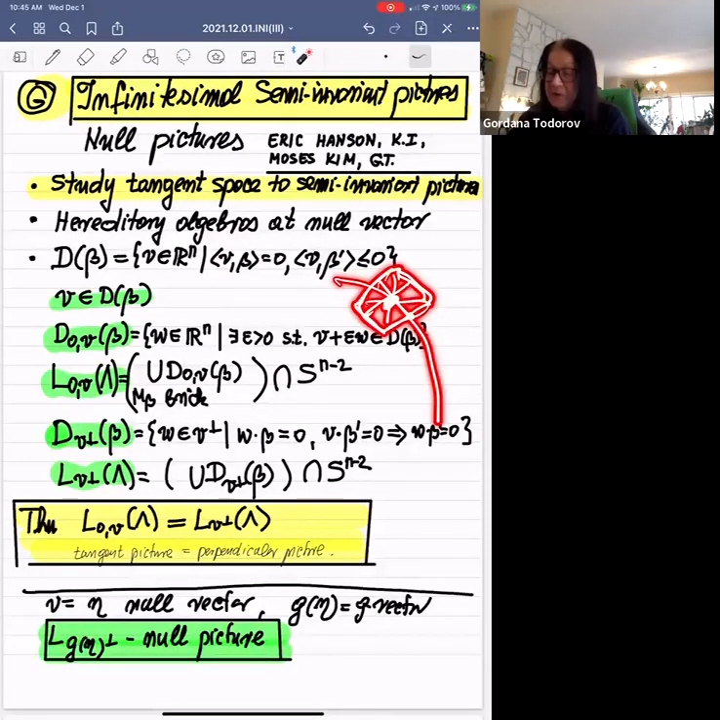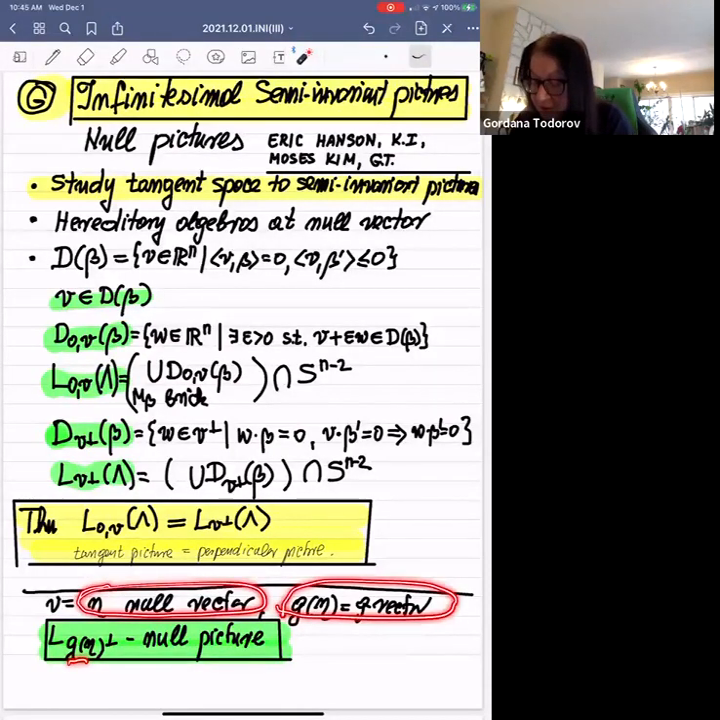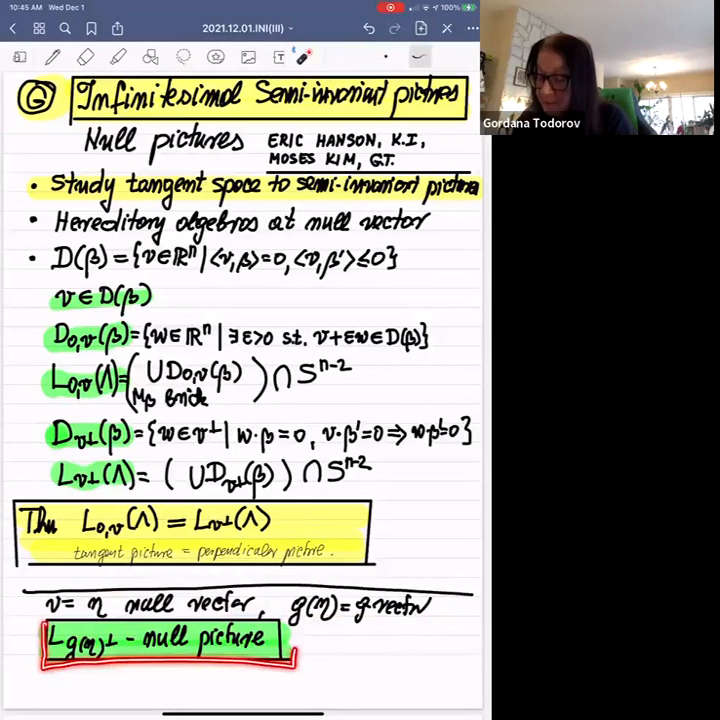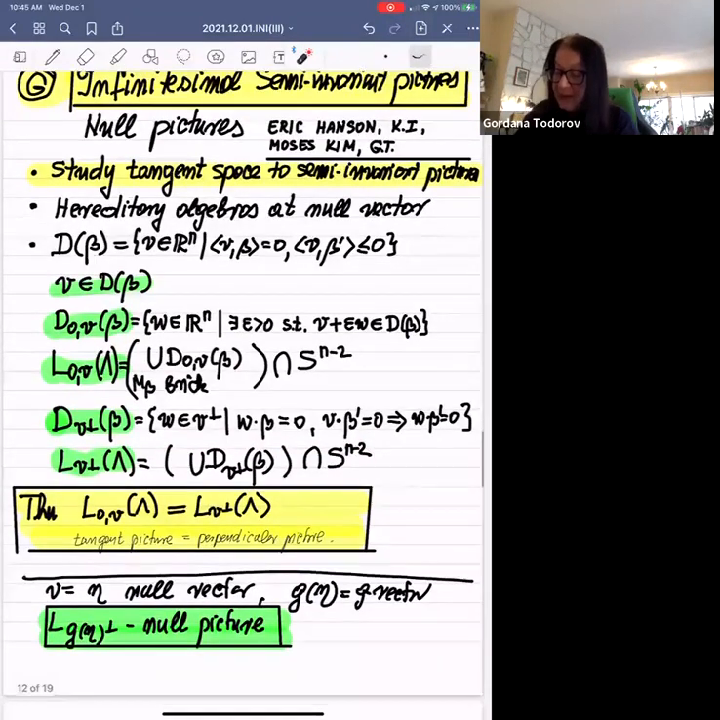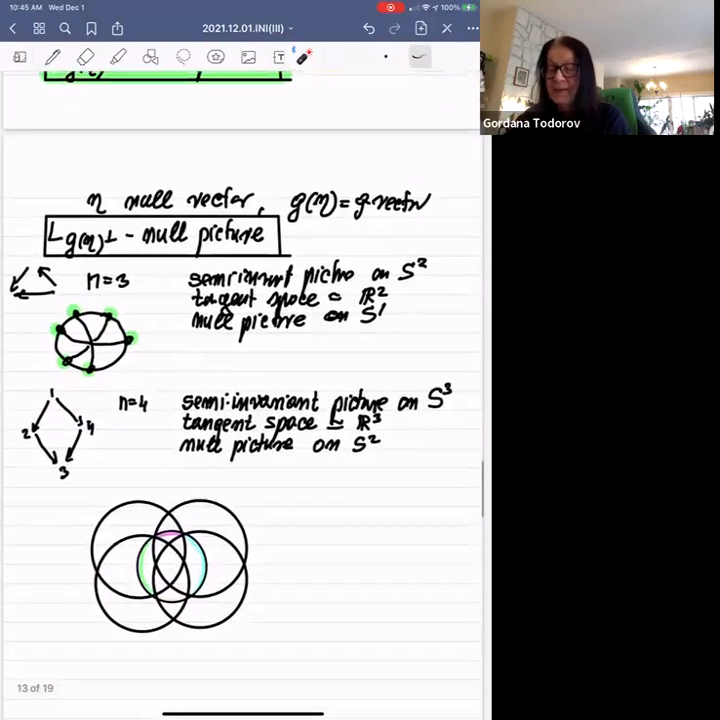So now the particular v that we are interested in is a null vector. Because we are talking about the dot product, we will be using G vectors. So n is the null vector. We take the G vector of the null vector, and we take the null picture, which was defined here. And we now study this null picture. So let me just go quickly to the 2 examples.